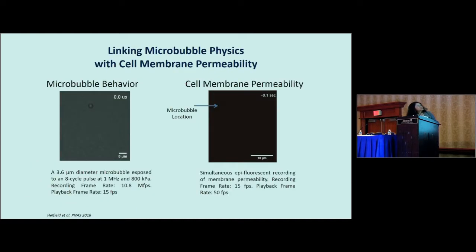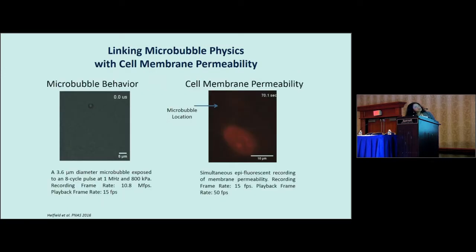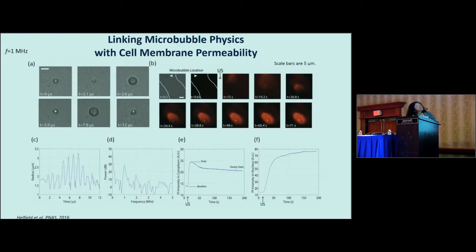So this is what a typical example would look like, and unfortunately this movie doesn't play. This is a microbubble oscillating, similar to what I've already shown. And you can see here the propidium iodide. This is the whole cell here, and the microbubble is up here relative to the cell. When the ultrasound turns on, propidium iodide enters the cytoplasm and then goes to the nucleus over the course of 70 seconds. And this is an example of the kind of data we can obtain from this type of recording.